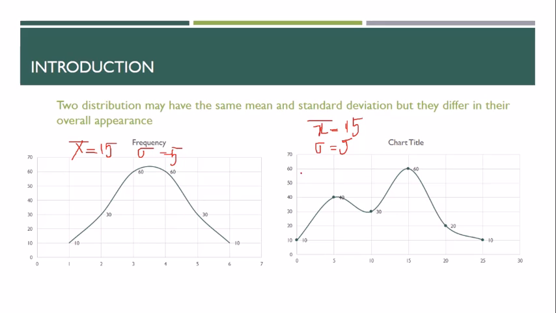So what we infer from here is that in both these distributions, the value of the mean and the standard deviation is the same. But it does not imply that the distributions are alike in nature.